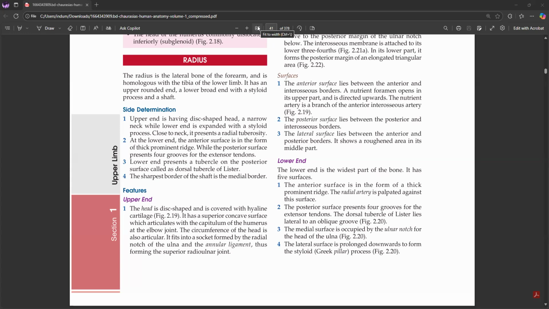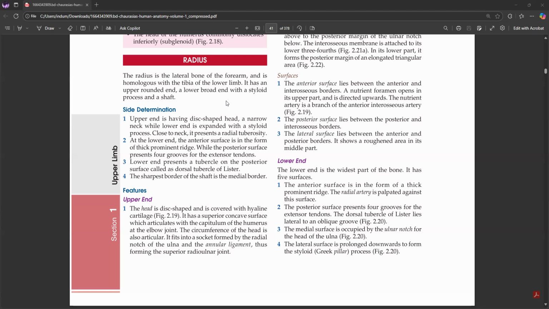So let's get started. The radius is the lateral bone of the forearm and is homologous with the tibia of the lower limb. It has an upper rounded end, a lower broad end with a styloid process, and a shaft. Side determination. Number 1. Upper end is having a disc-shaped head and a narrow neck, while the lower end is expanded with a styloid process. Close to the neck, it presents a radial tuberosity.